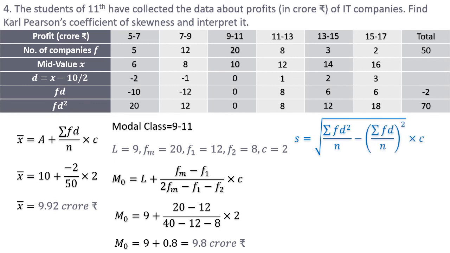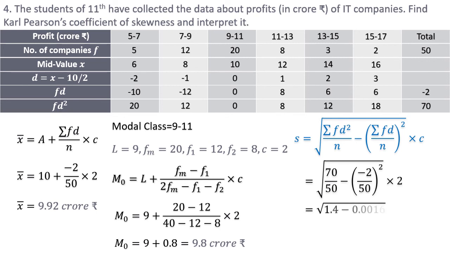Next, we have to calculate the standard deviation using the same formula, putting the values: root of 70 upon 50 minus negative 2 upon 50 whole square, into 2. When you solve this, you get root of 1.4 minus 0.0016. The difference is 1.3984, root of which is 1.1825, into 2 will be 2.37 crores. So using these three measures, we will calculate coefficient of skewness.